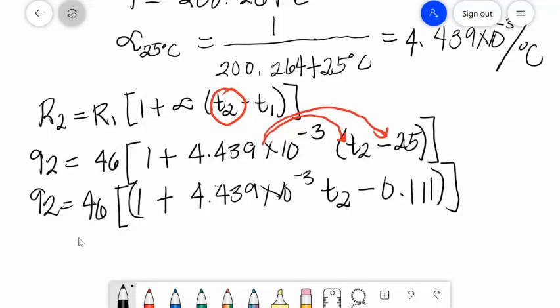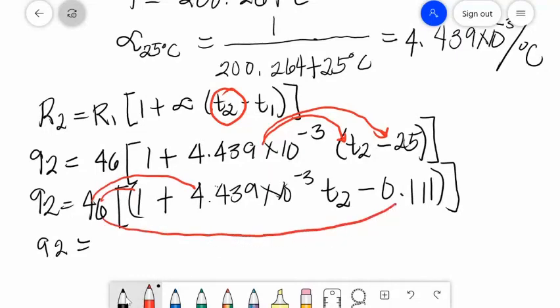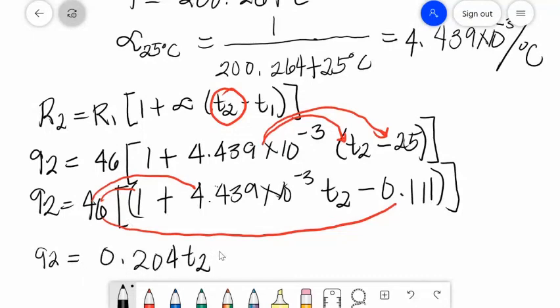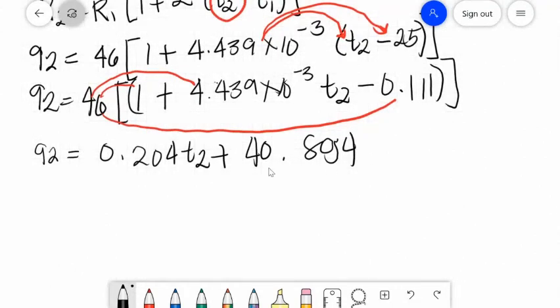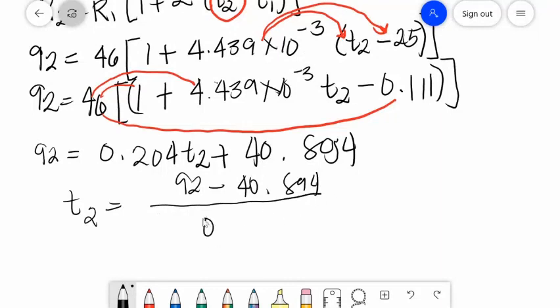And then simplify. 92 equals, again, distribute. So 46 times the bracket equals 0.204 T2 plus 40.894. T2 now will become 92 minus 40.894 divided by 0.204. T2 is equal to 250.52 degrees Celsius.